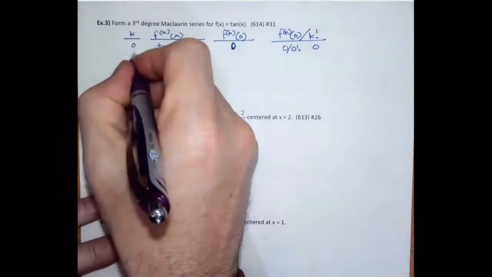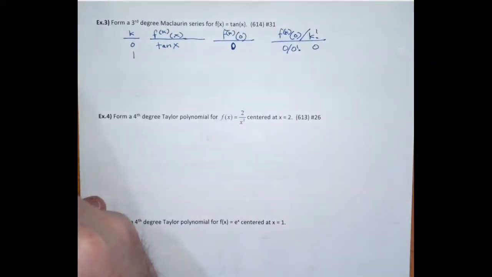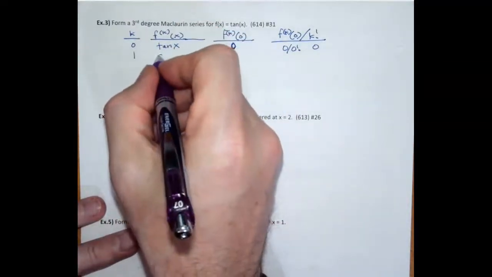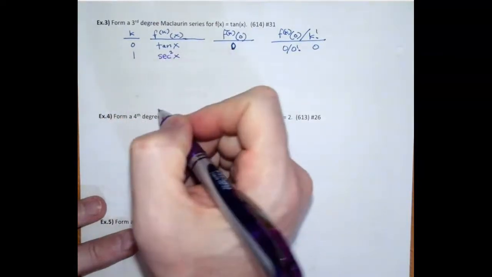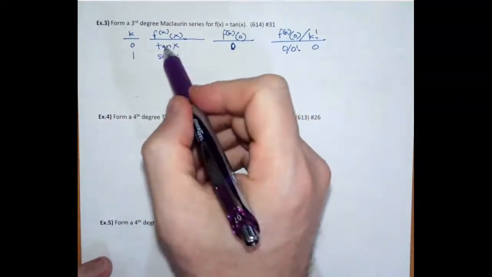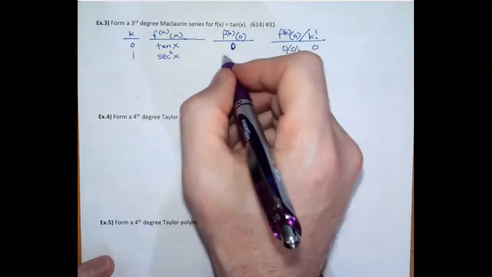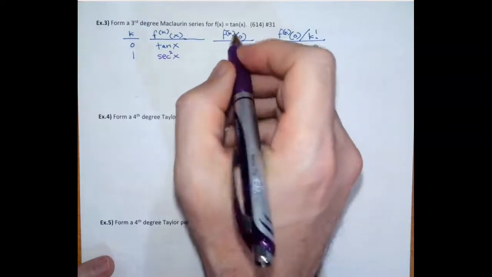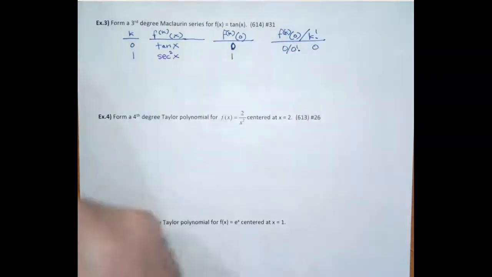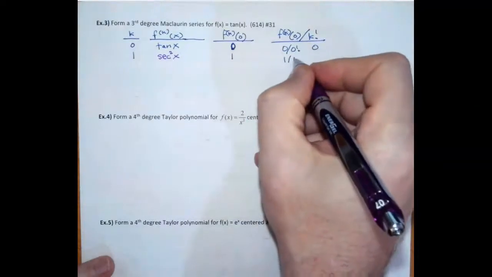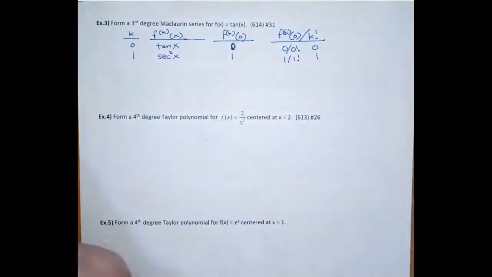So if we move on to the first derivative, here's a good practice. You can pause the video and fill in these things one step at a time, and then play and make sure I match. The derivative of tangent is secant squared, and that's 1 over cosine squared, and we plug 0 in there. Cosine of 0 squared is 1, so that's 1 over 1, so that'll be 1. We have 1 divided by 1 factorial, so that will be 1 also.